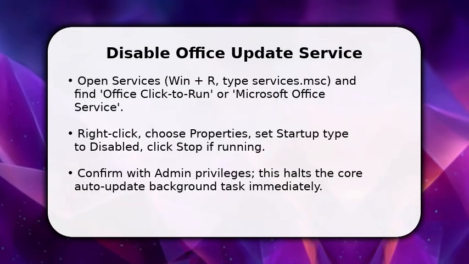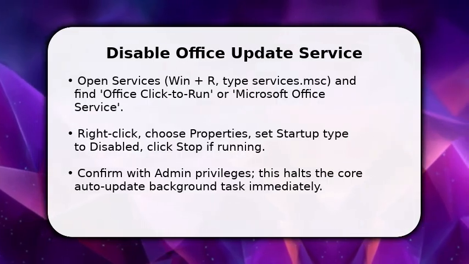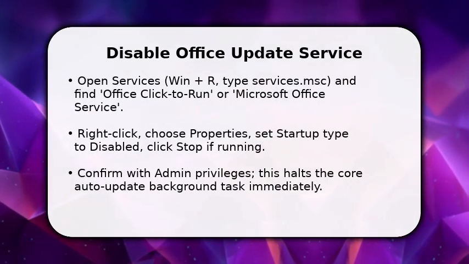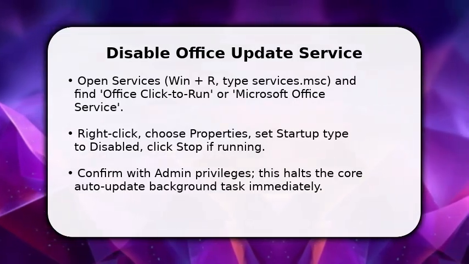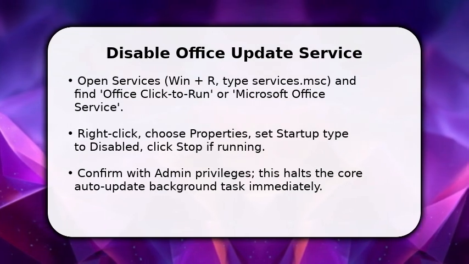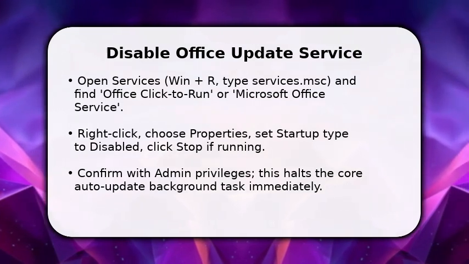Make sure you run as administrator so changes persist. This prevents the scheduled background task from initiating downloads. After this step, Office will no longer auto-launch its updater until you re-enable the service.